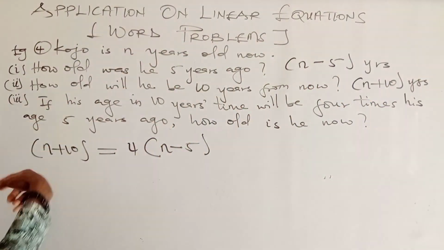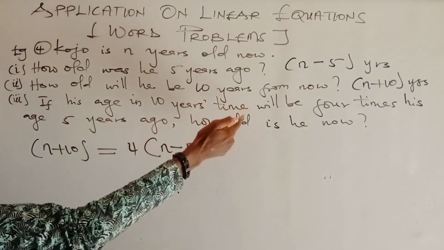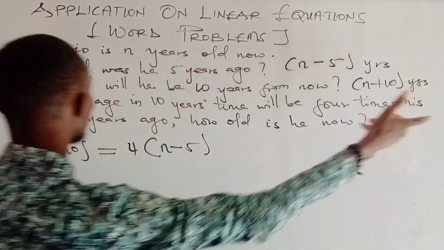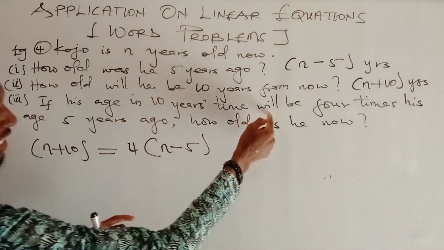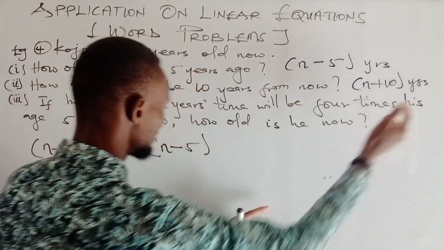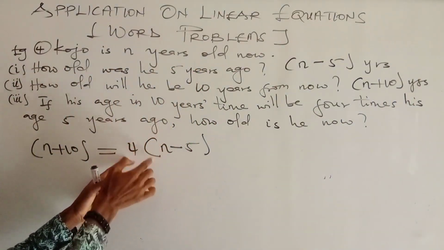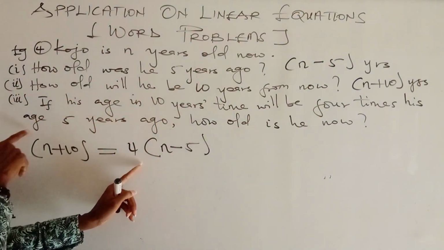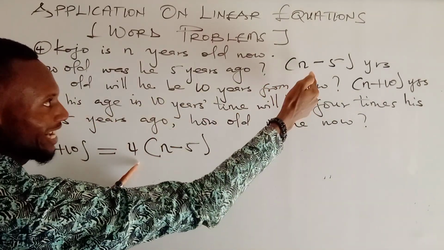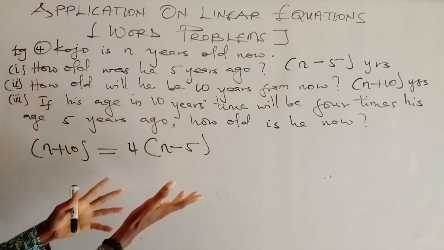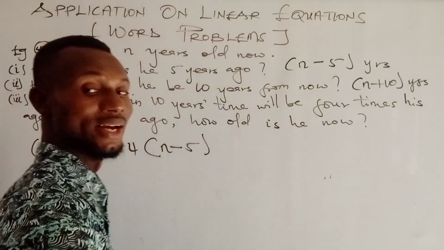Okay, and the question is saying that if his age in 10 years time, what's his age in 10 years time? This is n plus 10, will be, will be means equal to 4 times, the bracket means multiplication, 4 times his age 5 years ago. So his age 5 years ago is n minus 5, so 4 times n minus 5. Okay, say how old is he now?